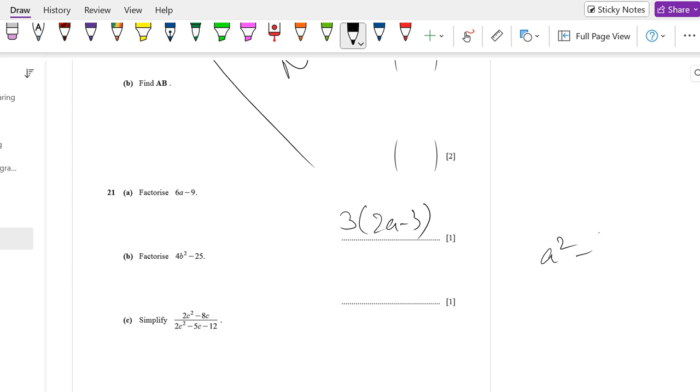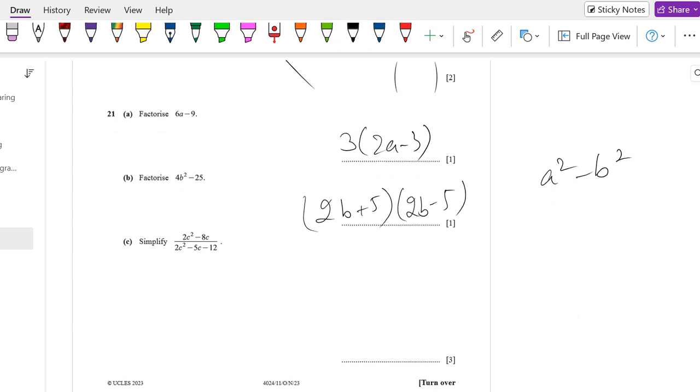This is identity number 2. 2b plus 5, 2b minus 5. Factorize first. In the denominator you will get 2 brackets.